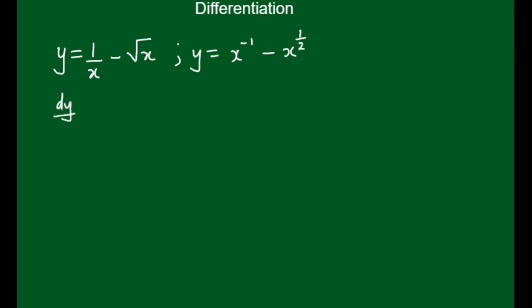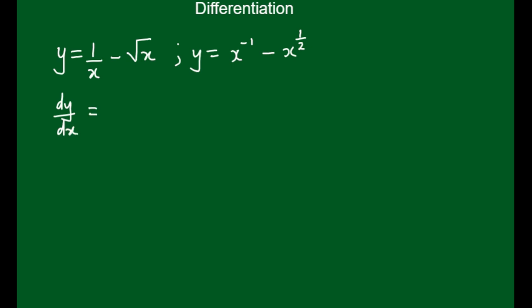So let's look at another example. Let's say we have y equal to 1 over x minus square root x. So let's rewrite this equation. It means y is equal to 1 over x, we can write this as x to the power of minus 1, minus square root of x. This is x to the power of half. So let's go ahead and differentiate that.